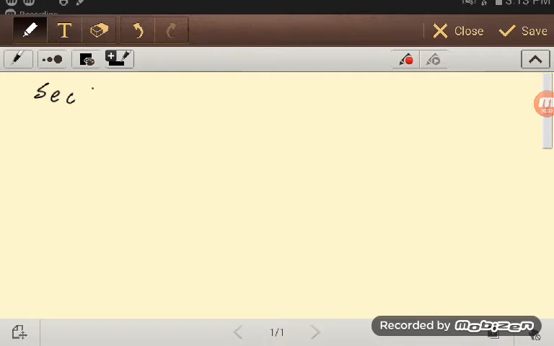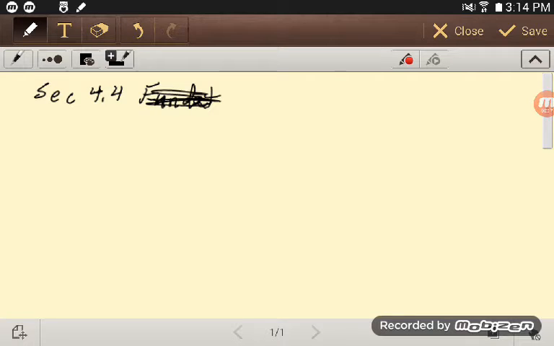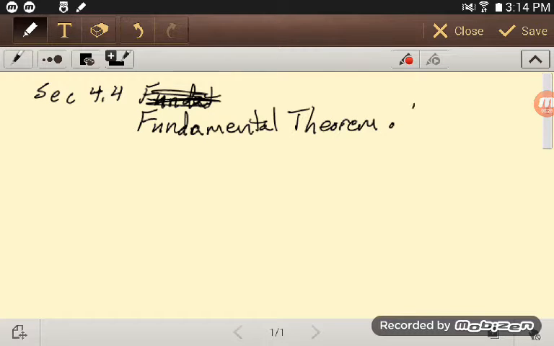Here we have section 4.4, and in this case we're looking at the fundamental theorem of calculus, FTC. So there we go. It's a good name for it, because in the end, yes, this FTC is the truly fundamental thing in calculus, I think.